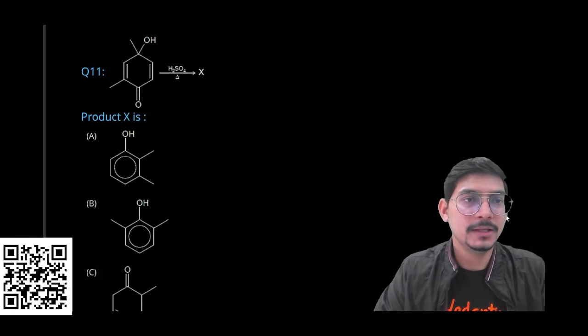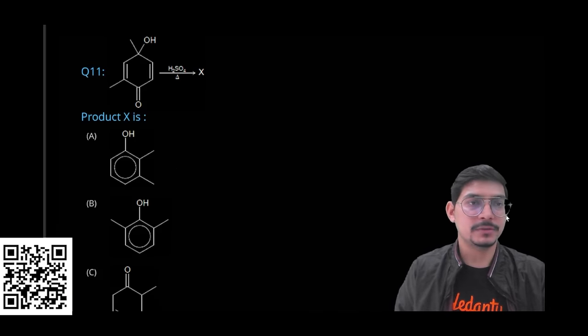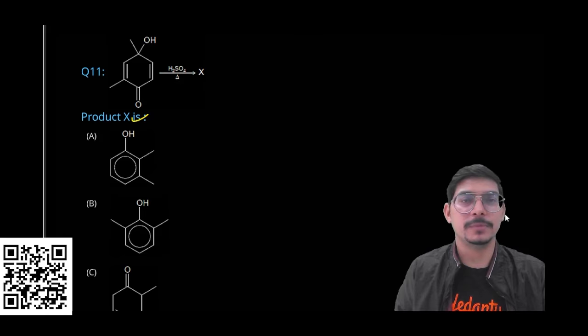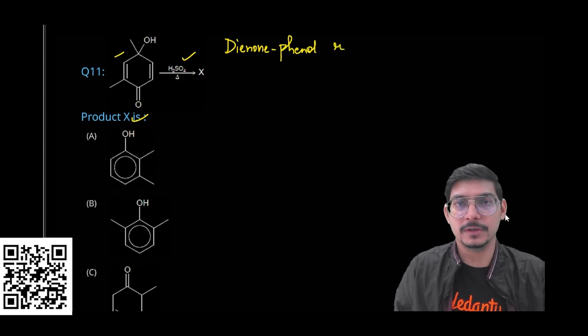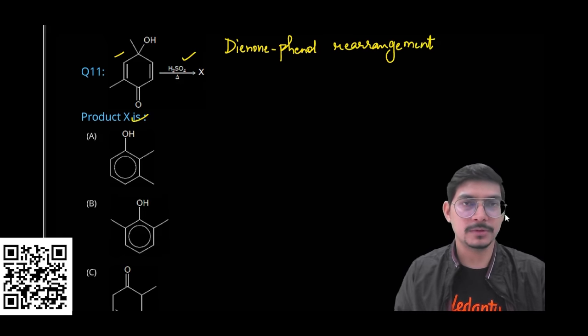Hi everyone. In this question, we have to find out the structure of the product X, which is obtained by heating this molecule in the presence of sulfuric acid. So this reaction is an example of dienone phenol rearrangement, where a compound that contains two carbon-carbon double bonds and one carbon-oxygen double bond in a six-membered cyclic compound rearranges to a phenolic derivative in the acidic medium.